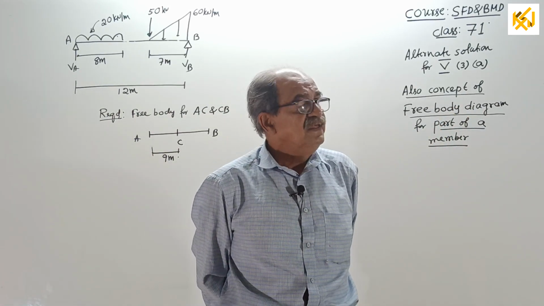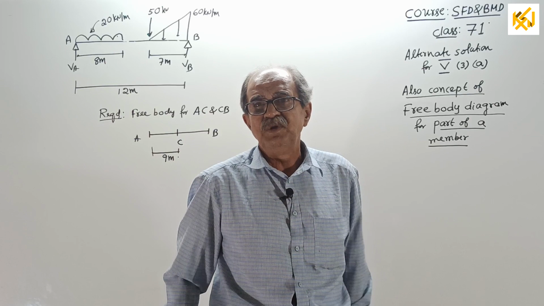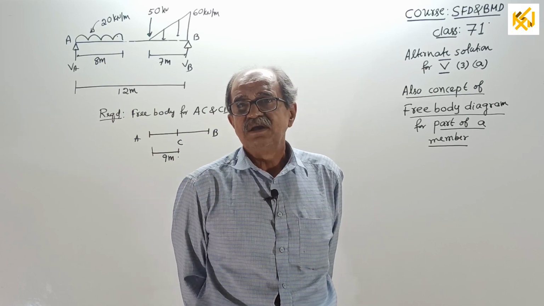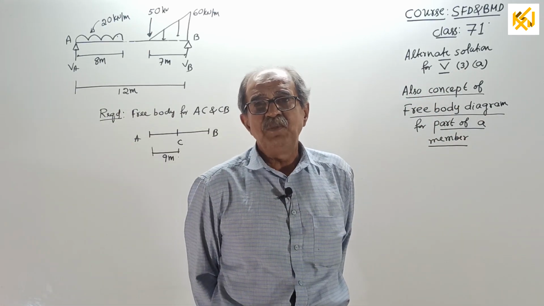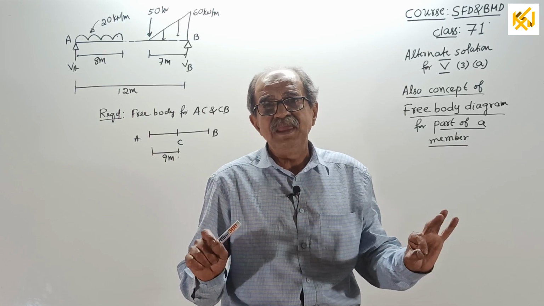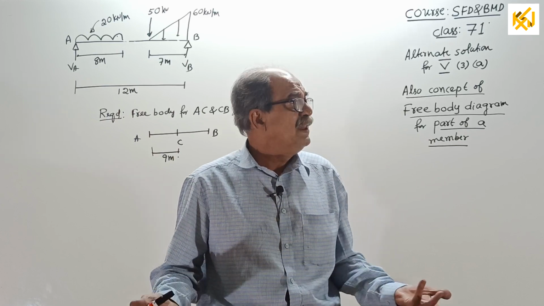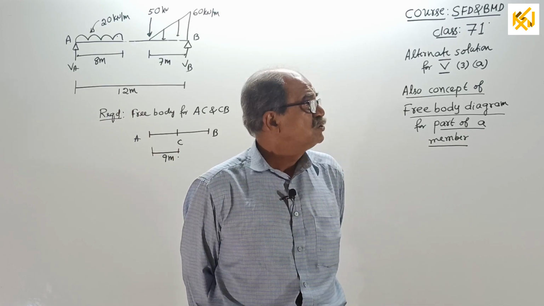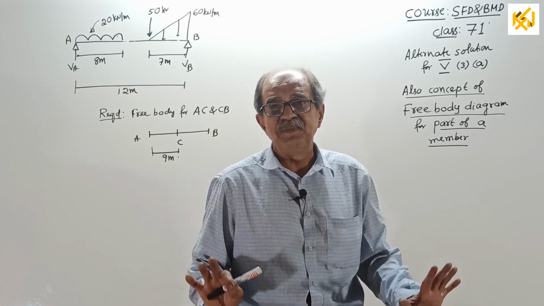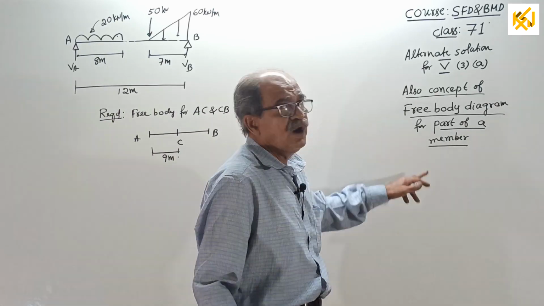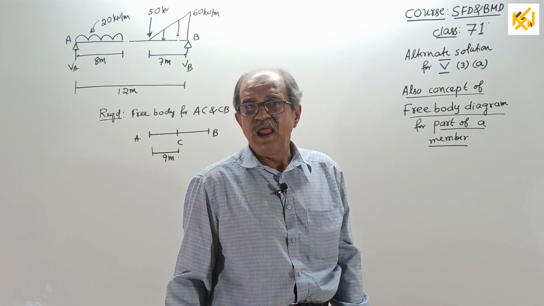Now, in this course, right now, we are writing free body diagrams only for the complete member. We don't write for partial members. But for this alternate solution, you require a free body for part of a member. So briefly I will tell the principle. Later, in some other course or some other question, I may explain further. But this is limited explanation, because I will not cover much of free body concept in our course, SFD BMD. If you already know, no problem.